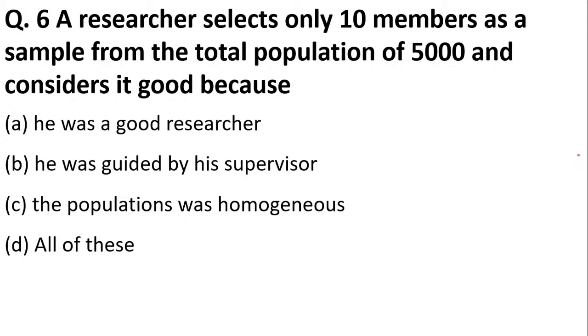The correct answer is the population was homogeneous, because if you have the same type of population, like if you are studying only school children and you select 10 students from 5,000 students, that is a homogeneous population. And what will those 10 people do? They will represent that population. Hence the answer is C.